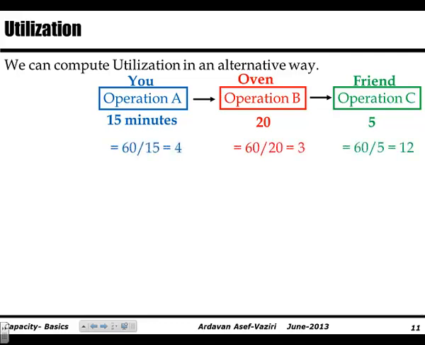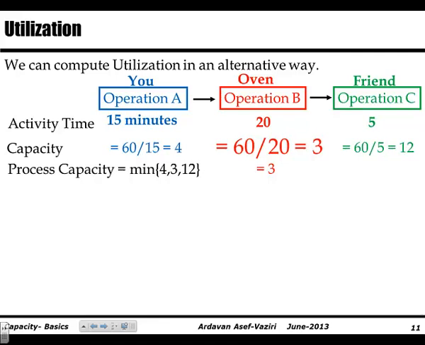We already know that the capacity of the first operation is 4, capacity of the second is 3, and capacity of the third is 12. Therefore, the process capacity is equal to the minimum of these 3 numbers, which is 3. Now we can compute utilization of the first, second, and third operations.